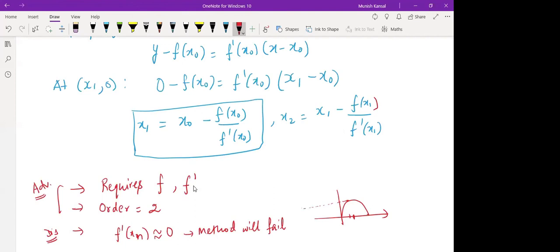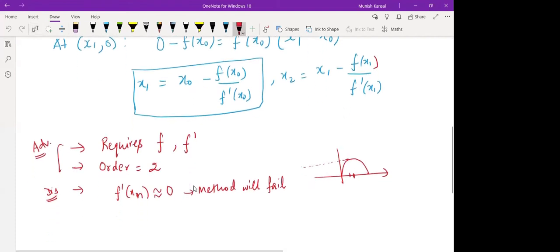So it will not hit the x-axis at any point, so your method will not work. It may happen at the first stage, second stage, or any other stage. That is why I have written here f dash xn. So the derivative should not be close to 0. If the derivative is 0, then Newton's method fails miserably, right? So this is the disadvantage, you can say.